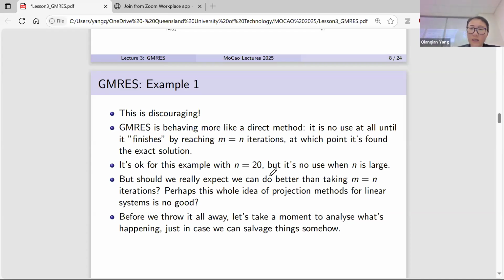All right, so now let's take a moment. Let's take a breath. Let's ask ourselves, should we really expect we can do better than taking m equals n? Maybe this whole idea of projection methods for linear systems is just not that great. Possible? Oh well, but before we throw it all away, let's analyze what's happening and see if we can learn something.